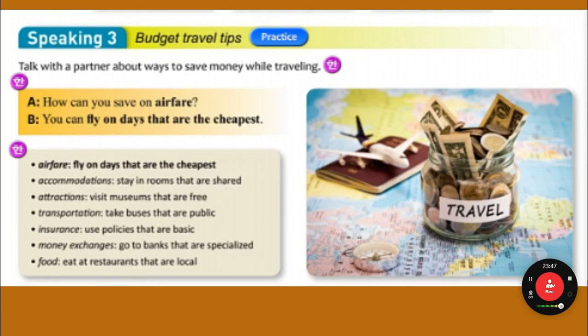Okay. How can you save on accommodations? You can stay in rooms that are shared. That's hostel room, H-O-S-T-E-L, hostel. How can you save on attractions? You can visit museums that are free. How can you save on transportation? You can take buses that are public. How can you save on insurance? You can use policies that are basic. How can you save on money exchanges? You can go to banks that are specialized. How can you save on food? You can eat at restaurants that are local.